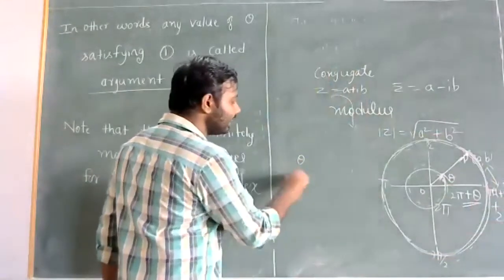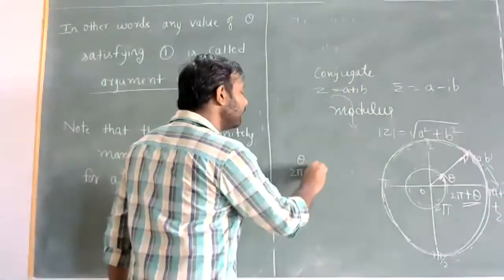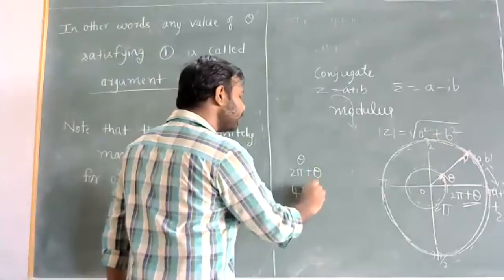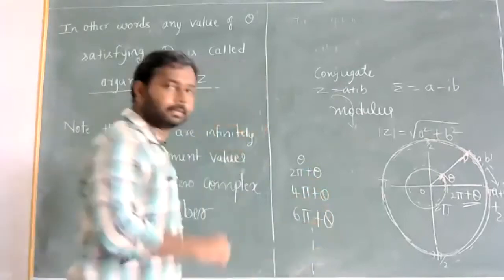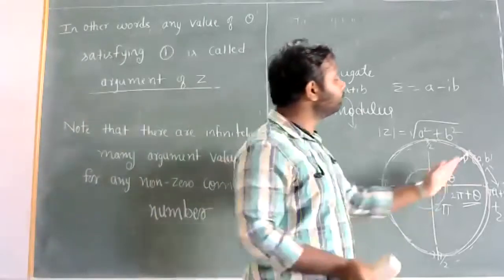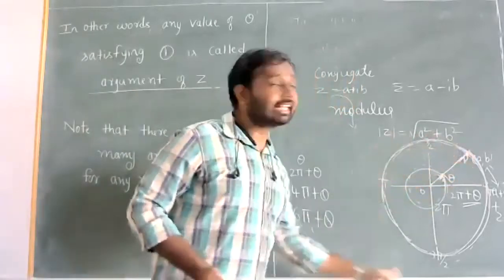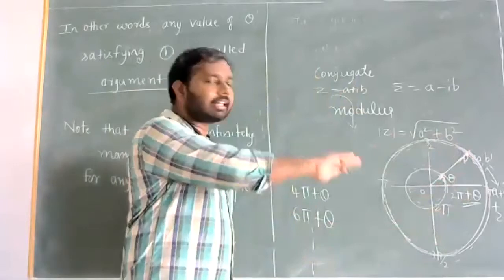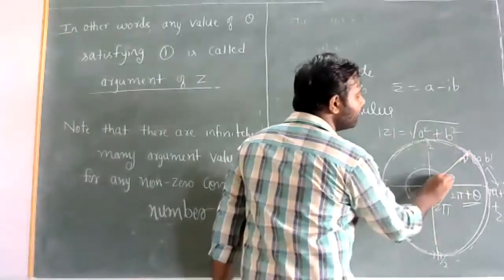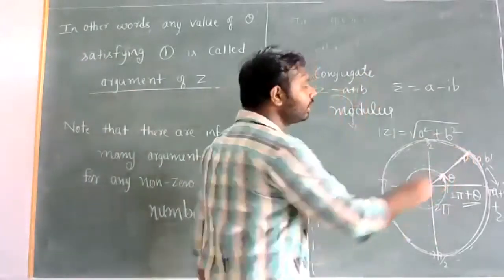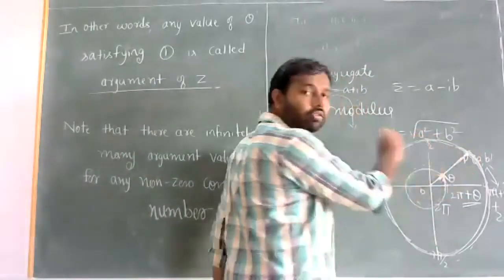So theta, the next immediate value is 2 pi plus theta, 4 pi plus theta, 6 pi plus theta, like this. This is the anti-clockwise direction. You can measure the angle in the clockwise direction also. So now I have measured an angle theta, assume that, in the anti-clockwise direction.